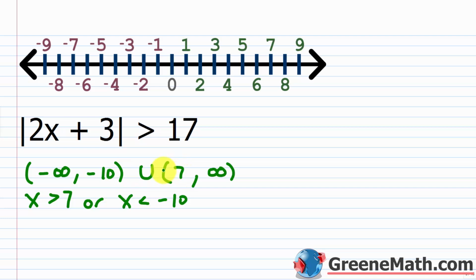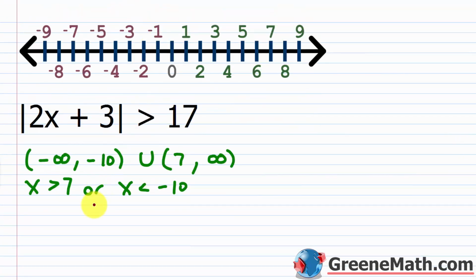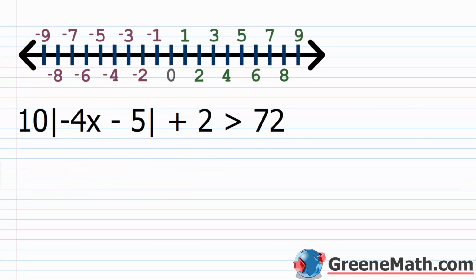Now graphically, on our number line, we can put a parenthesis at 7, and we can shade everything to the right. Okay, all that. And then in terms of x being less than negative 10, we don't have a notch for negative 10, but we can just make one real quick. So we'll say this is negative 10, and let me make that a little bit better. And then I'm just going to put a parenthesis there, and I'm going to shade everything to the left. All right, let's take a look at another one.